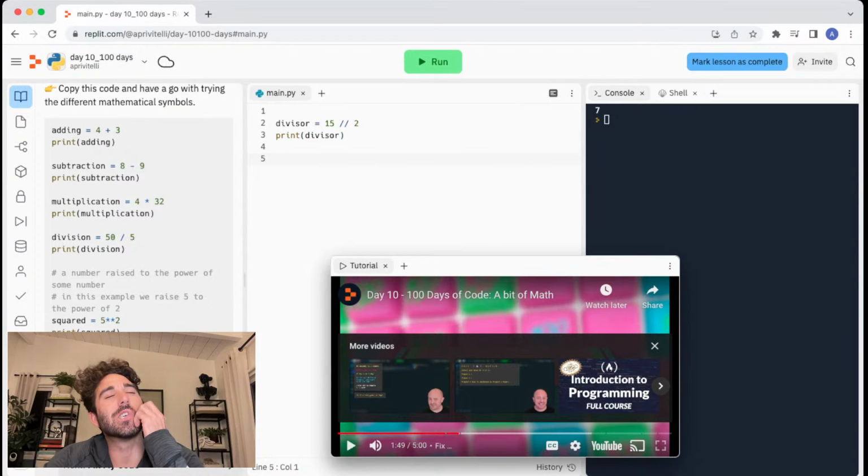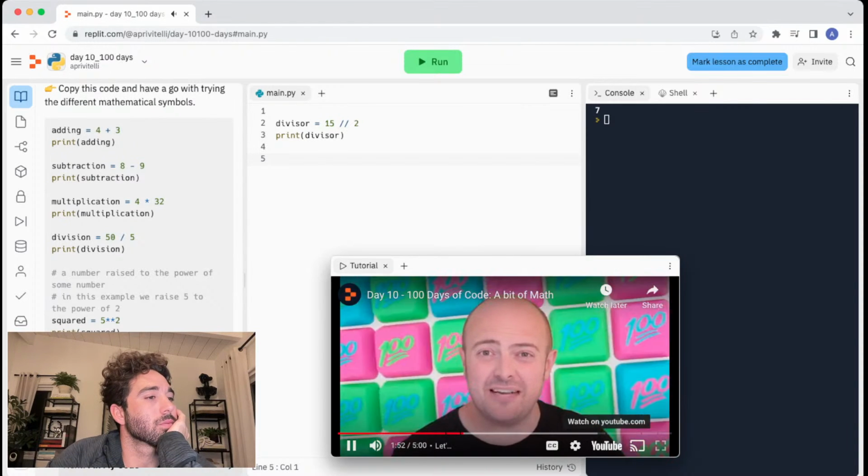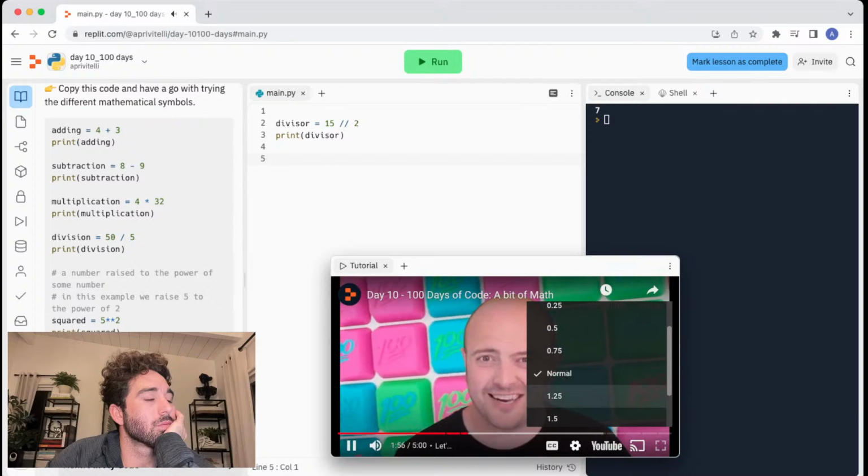Okay, it's what you're going into, and then the remainder is modulo, the percentage sign. Okay. We're going to start by building a very simple program to break the bill up between you and your friends when you've gone out for lunch.